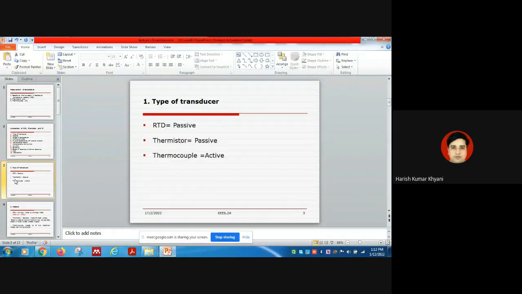Number one is type of transducer. As we have already discussed, the RTD and thermistor both are passive devices. Passive means they need some kind of supply, a current source or voltage source, for their operation. But thermocouple is an active device. It does not require any kind of supply for its operation, right? This is the first point.